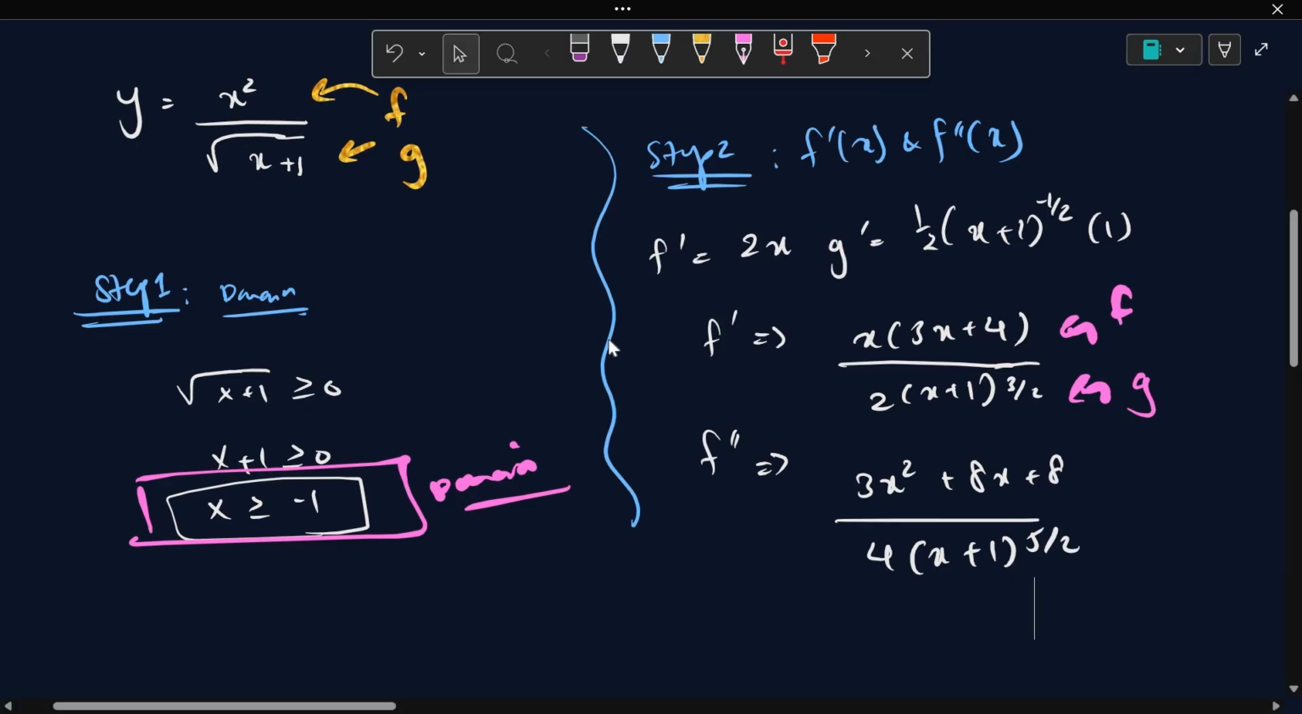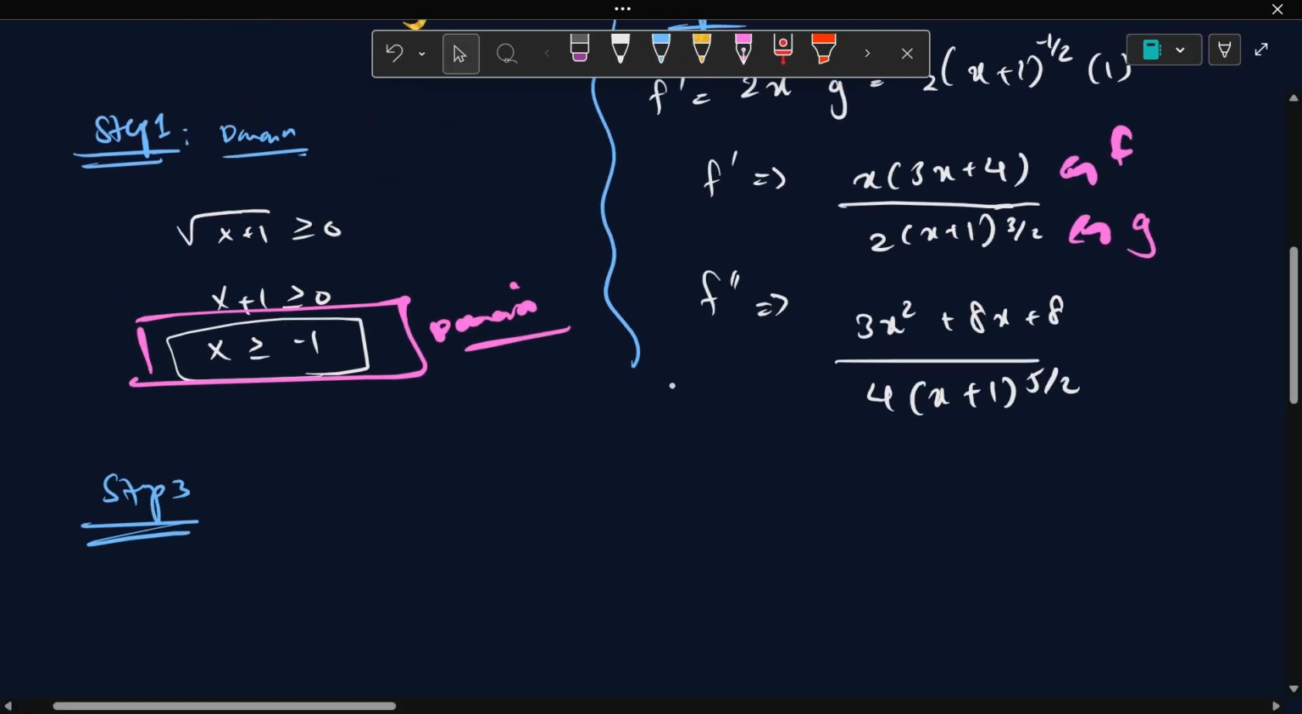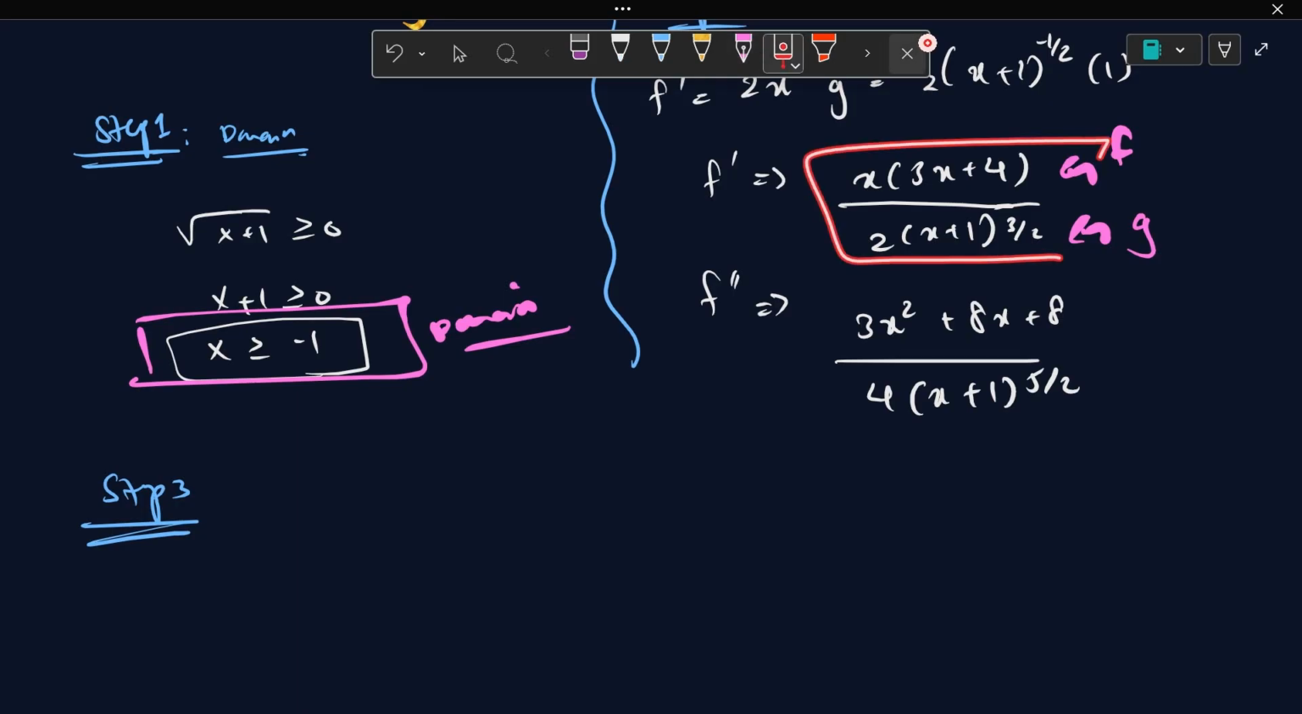Now moving to step 3. Step 3 is to figure out the inflection points and the critical points. How do we figure out the critical points? We always take the first derivative and make it equal to 0, and for the inflection points we always make the second derivative equal to 0. Because we are given a top and bottom function, we're always gonna take the numerator in this case.